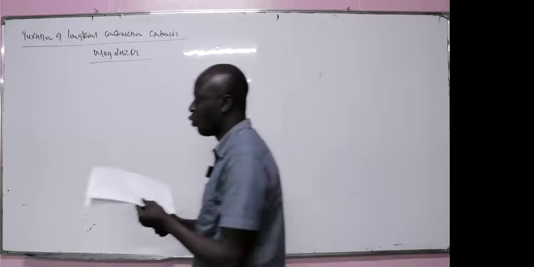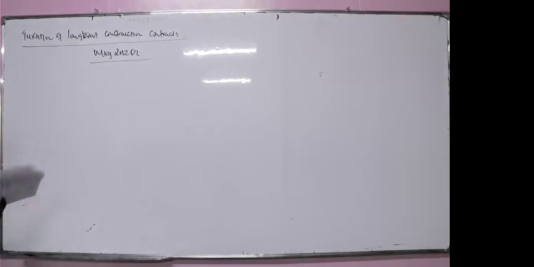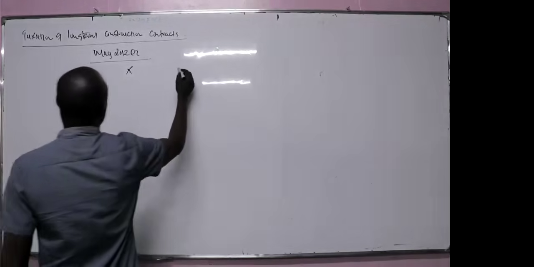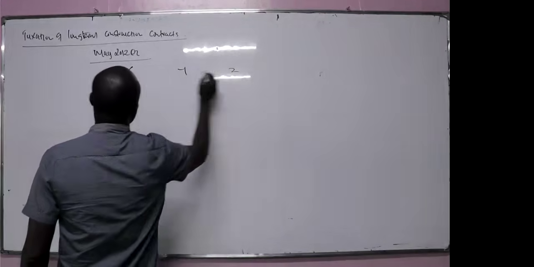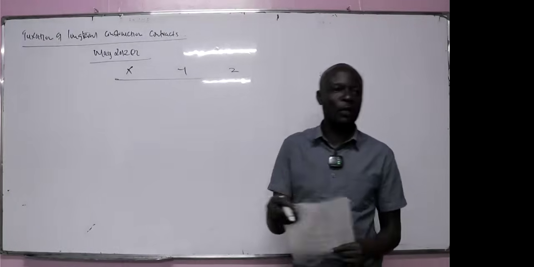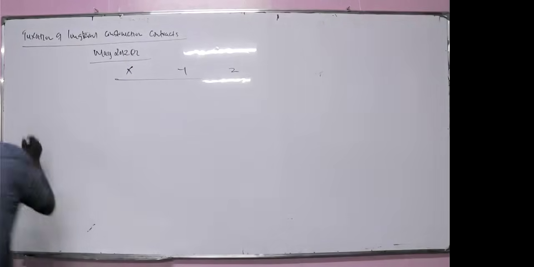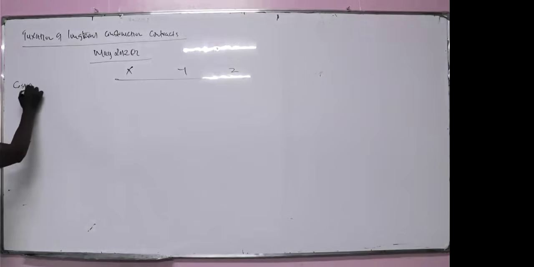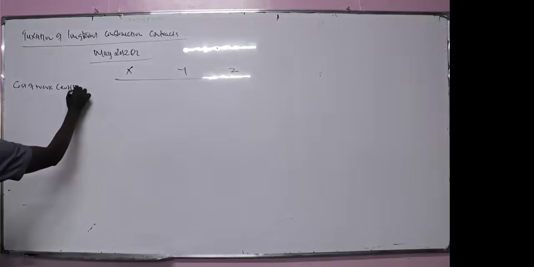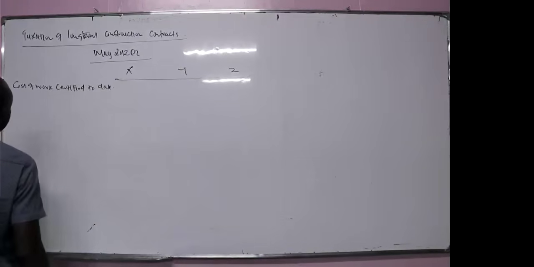So here we have 3 contracts, isn't it? So we're going to write Ujenzi Contractors Limited, computation of taxable profit. So here we have X, Y, and Z, so that we have 3 contracts. So first of all we determine the percentage of completion. So we have cost of work certified to date.